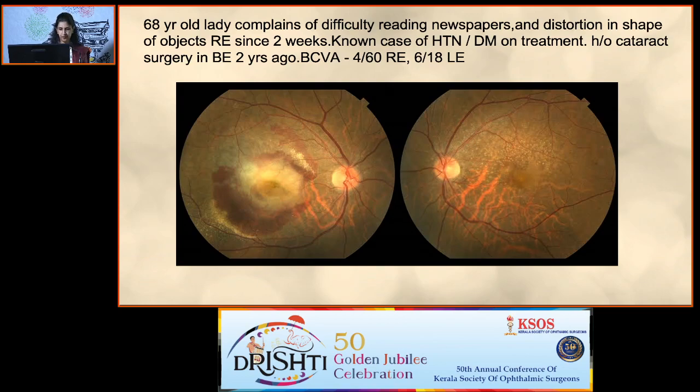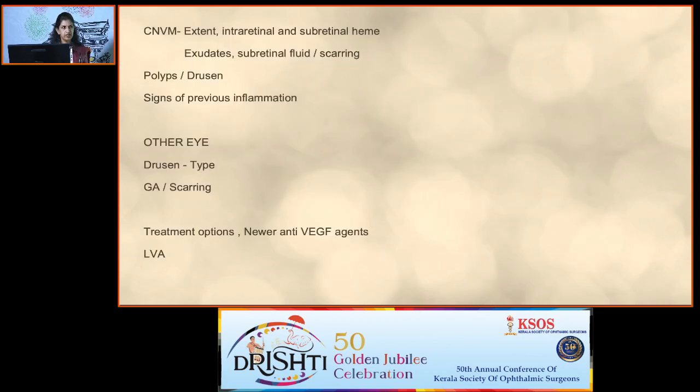left eye. So when you are dealing with the case of CNVM, look at the extent, the intraretinal and subretinal heme that is present, document that. If there is any exudate, subretinal fluid, polyps, drusen, anything that is seen, signs of previous inflammation because you may be dealing with a secondary CNVM. And in the other eye, again, if there is AMD, the type of drusen, if there is any geographic atrophy or scarring present, and treatment options, the newer anti-VEGF agents, low vision aids, and also the findings that you get on FFA, ICG, OCT and OCT angio.